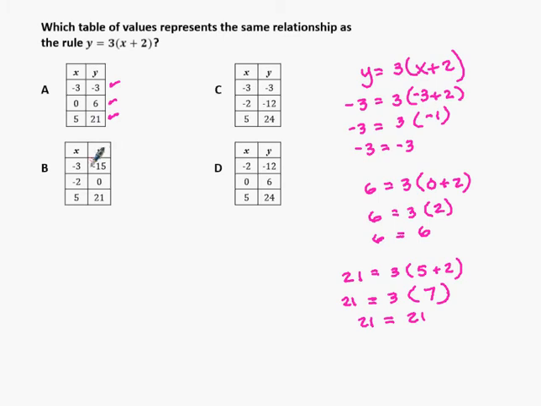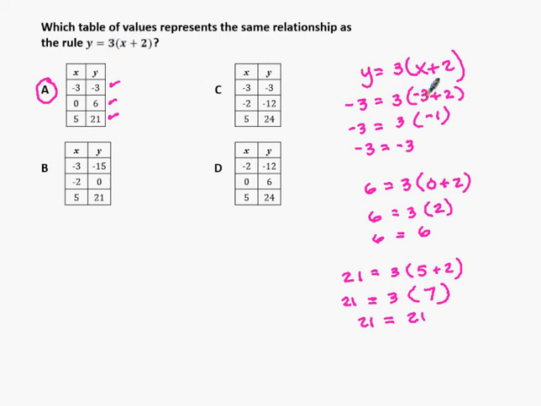Now, of course, we could check all of these other ones, and what we discover is that at least one of them will have an ordered pair, an x comma y value, that when plugged in here does not work. The key is to find which table has ordered pairs where all three of the ordered pairs work. So thankfully, for all the work we had to do, we found our answer immediately, and the answer is A.